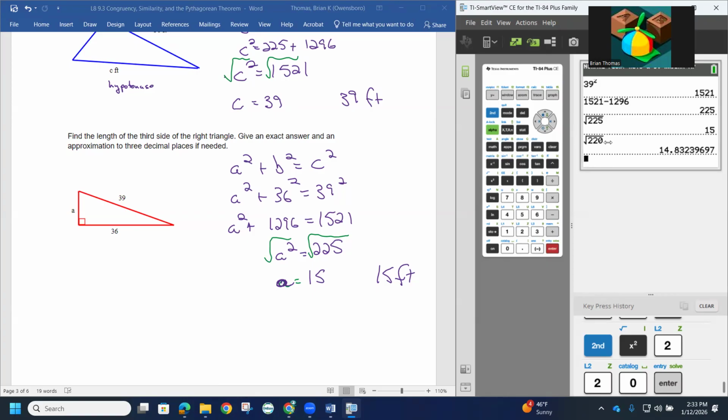So if we had to do the square root of 220, notice that the answer would have been like 14.832 because the 3 would say keep the 2. Now, if that was a 5 or more, then that would have been 14.833. So that's just a little sidebar information there on that.